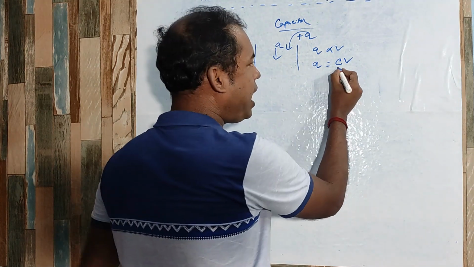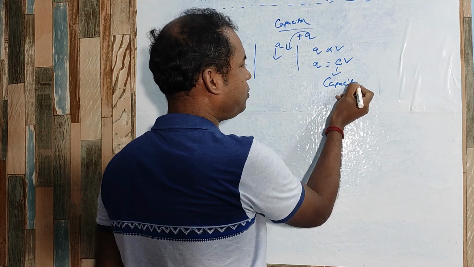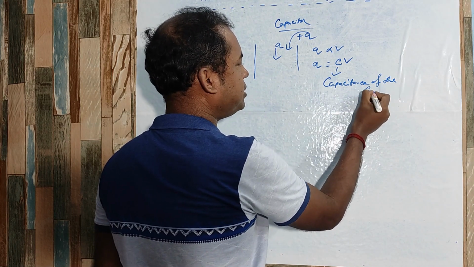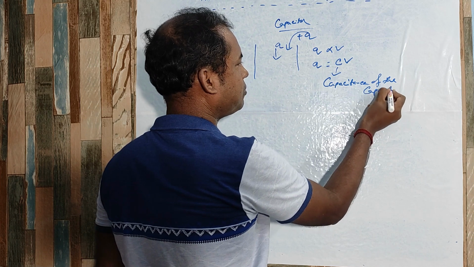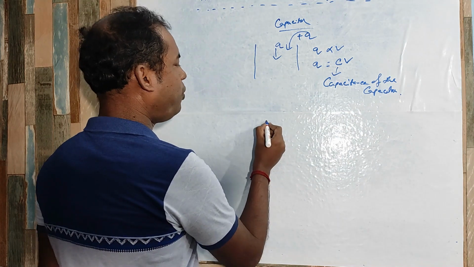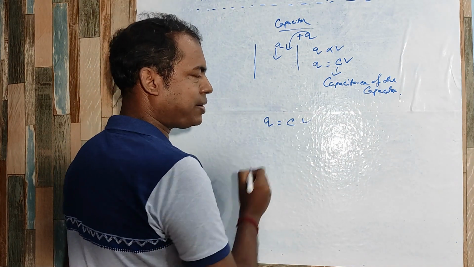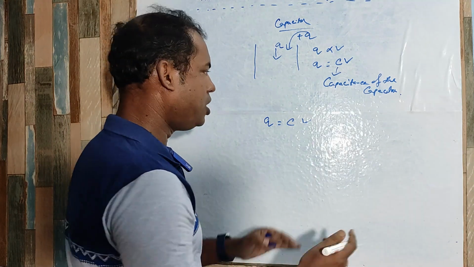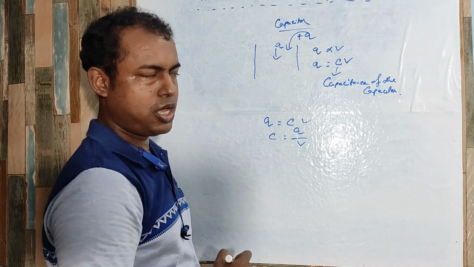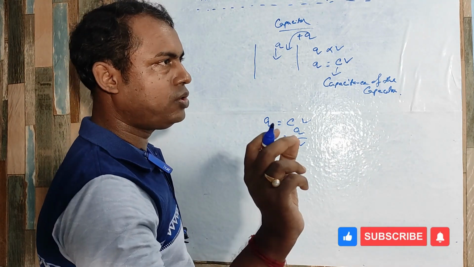C is called the capacitance of the capacitor. So Q equals CV, where Q is the charge, C is the capacitance, and V is the potential. That means C equals Q by V. So when C equals Q by V, what is Q?